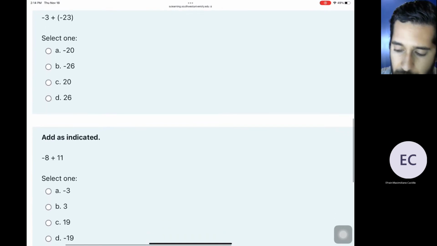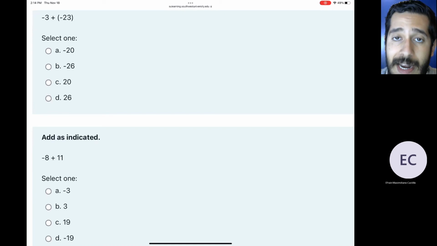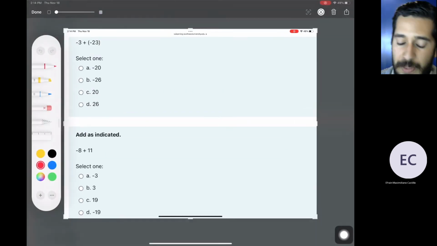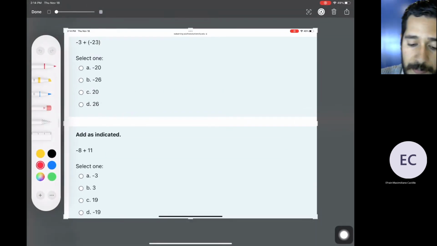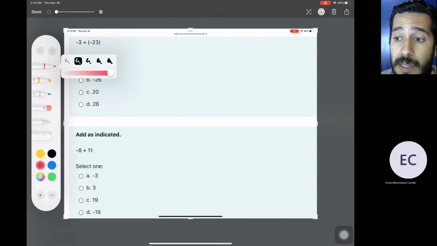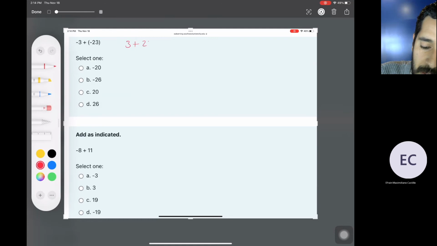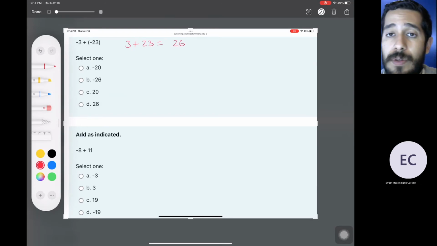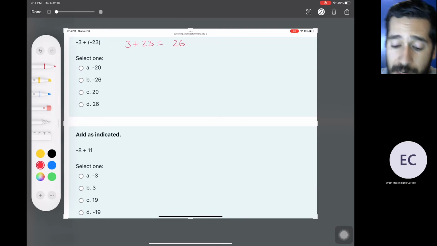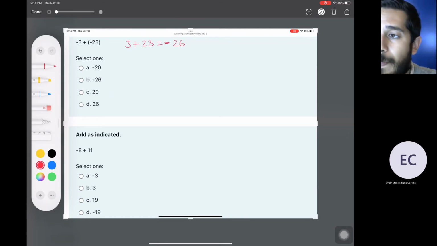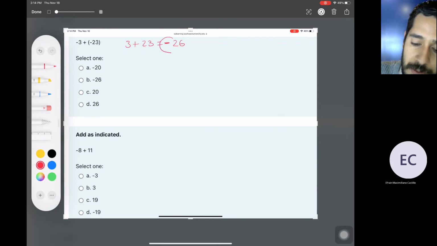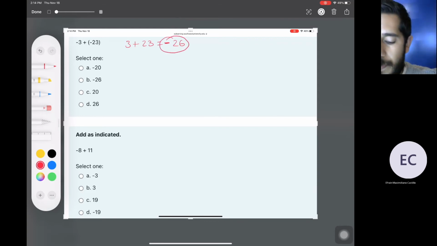Okay, we are adding negative 3 plus negative 23. Those are two numbers with a negative sign, which means that I have to add them up. 3 plus 23, and the result is 26. And then they have to have the common sign. They're both negative, so I'm going to carry over the negative sign. Okay, so this should be my result, negative 26.